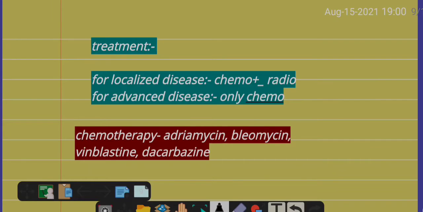And for Hodgkin's lymphoma treatment, for localized disease we can give chemo plus or minus radiotherapy, and for advanced disease we give only chemo. In chemo, the medicines include adriamycin, bleomycin, vinblastine, and dacarbazine. Adriamycin can affect cardiac status and lead to cardiomegaly. Bleomycin can lead to pulmonary fibrosis.